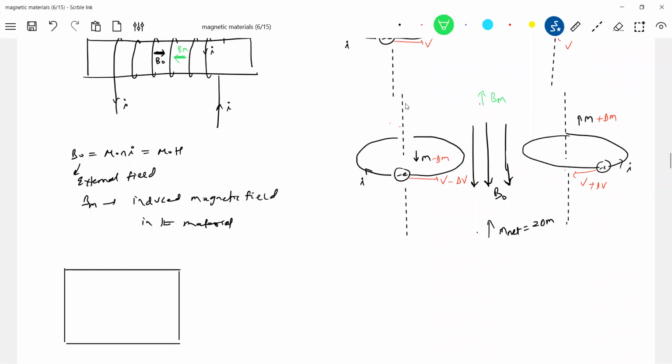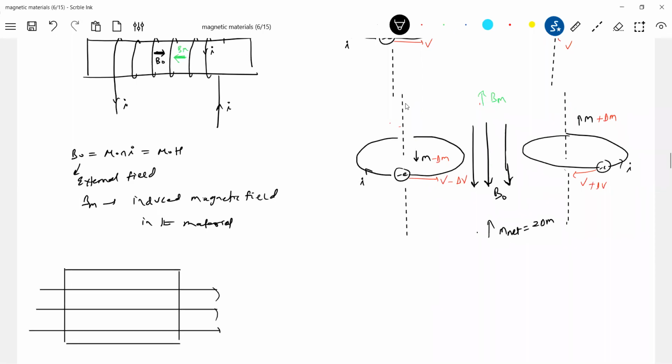Now this is B naught. The induced magnetic field will be in this direction. In a substance, this is BM. If you remove B naught, again there won't be any magnetic field. So if I remove B naught, there is no induced magnetic field, BM will be 0. BM comes only due to the external field. This is what happens with the diamagnetic substance.